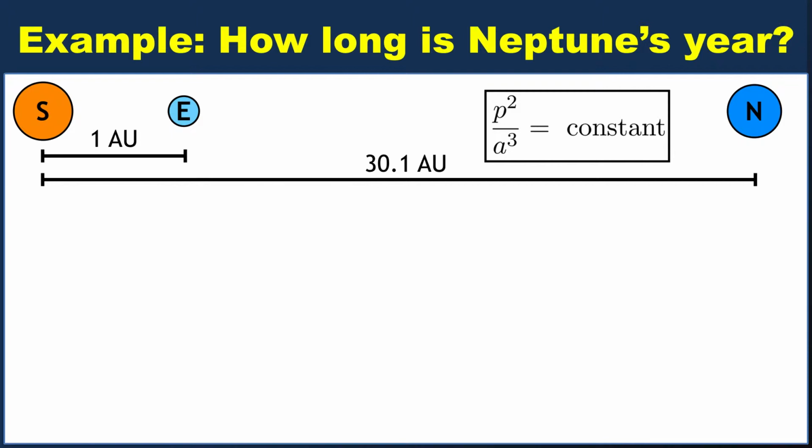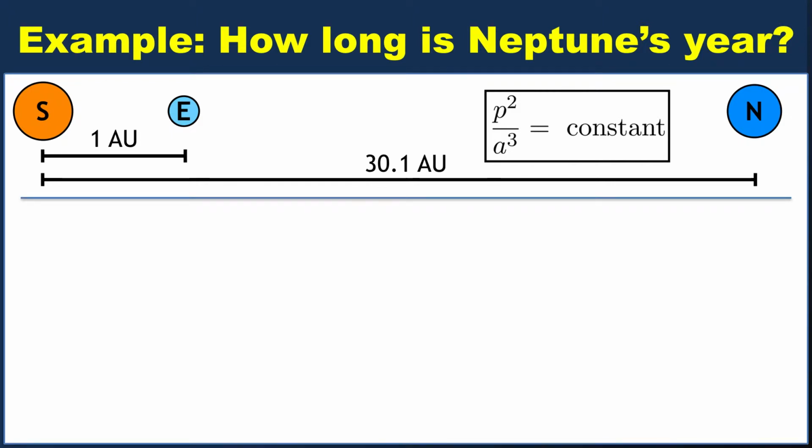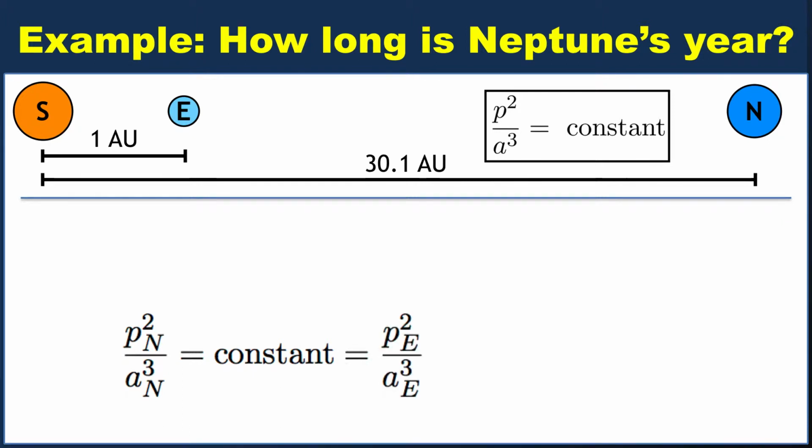Our first step will be to write Kepler's third law using the variables for Neptune. So we write that Pn squared over An cubed is constant, where the n subscript just refers to Neptune. And as I said before, that constant has to be the same for that ratio for Neptune as for the same ratio for the Earth. So we can also write that that constant equals Pe squared over Ae cubed.